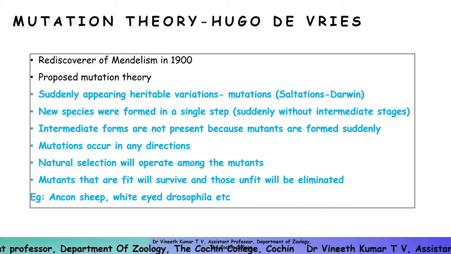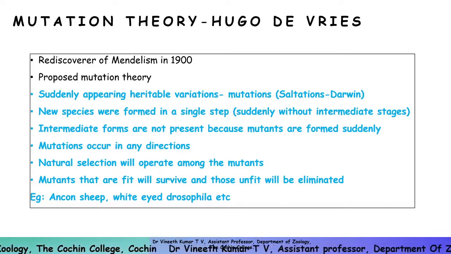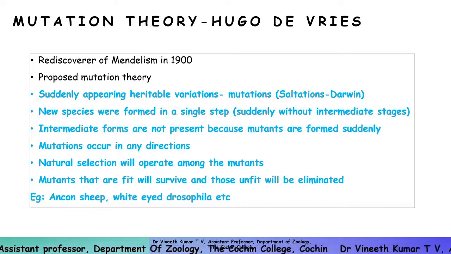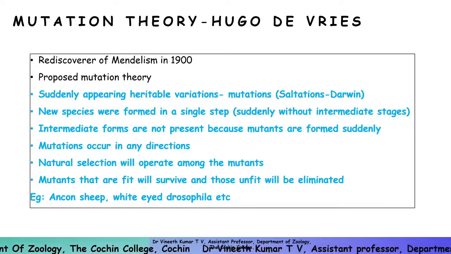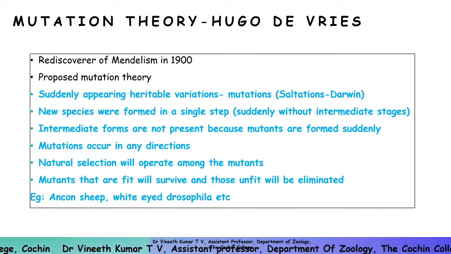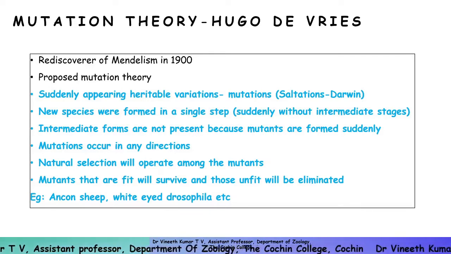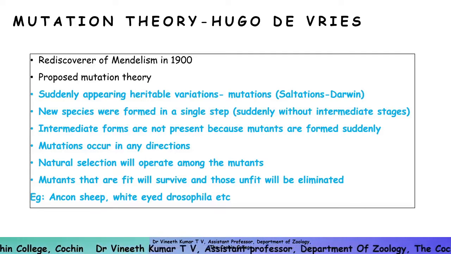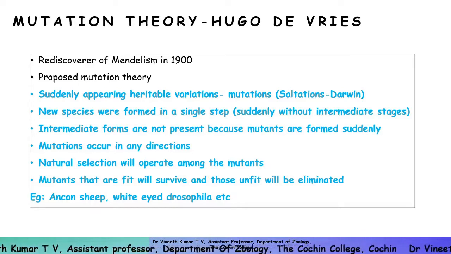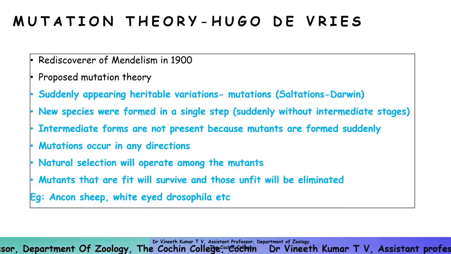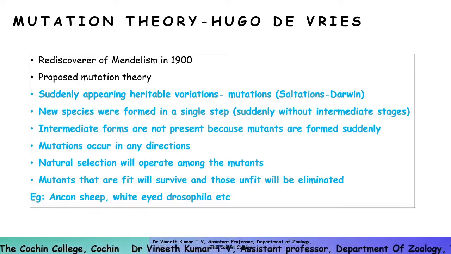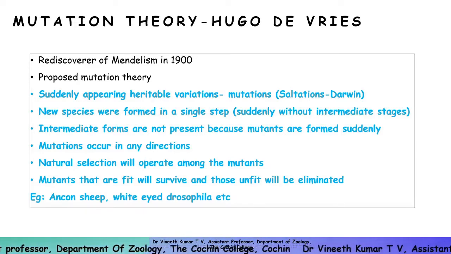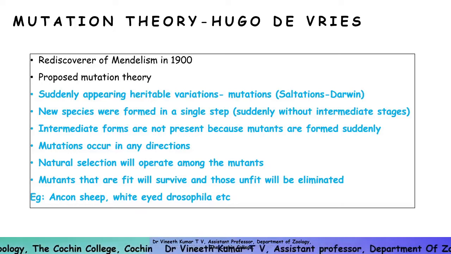And natural selection will operate among the mutants. Mutants that are fit will survive and those which are unfit will be eliminated. The examples of mutants are the Ancon sheep and also the white-eyed Drosophila. De Vries actually proposed mutations based on his studies in the wild plant Oenothera in a potato garden.